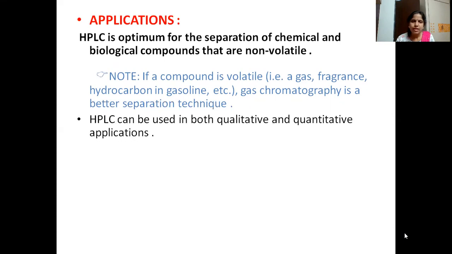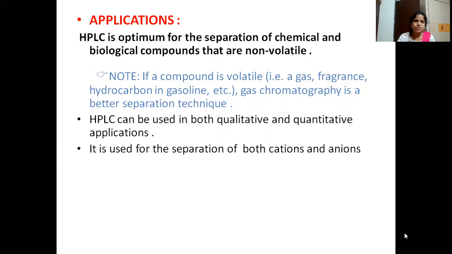It is used in qualitative and quantitative applications. Just now I have shown you how it can be used qualitatively. After getting the chromatogram, we compare it with the standard known samples, and then we can easily identify what type of compound it is. It is also used in separation of both anions and cations, by using ion exchange mode.